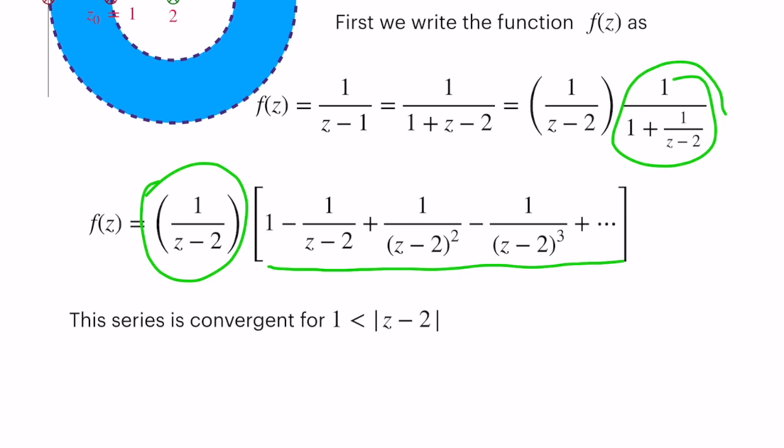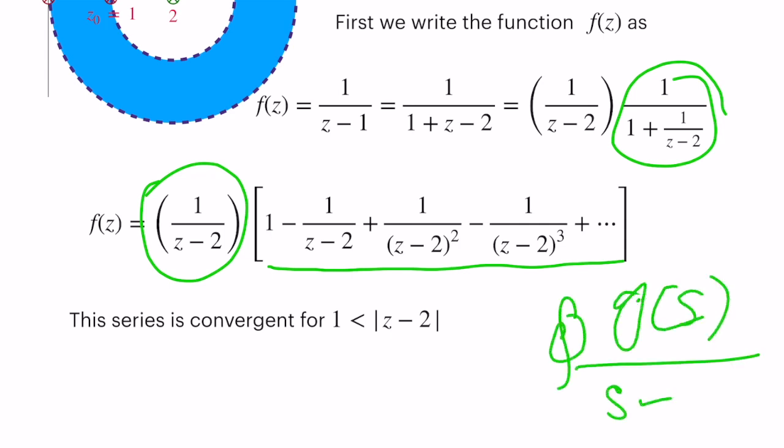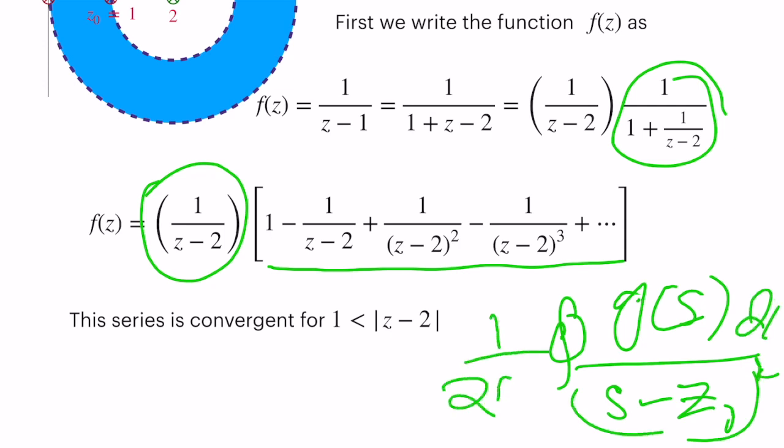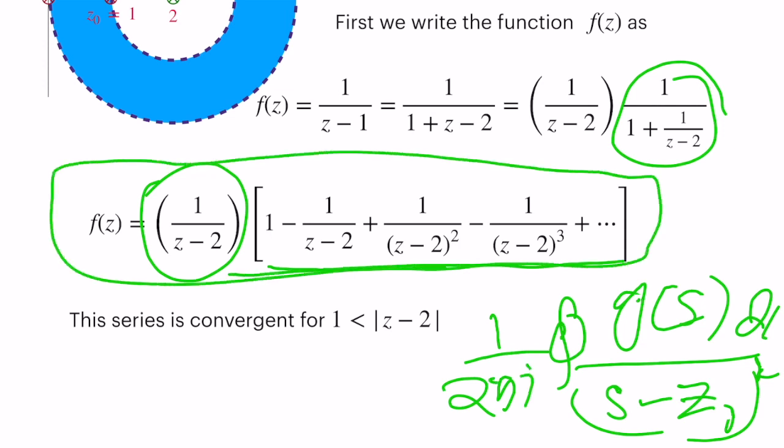So this is a way one can take a conventional approach. One can do the integral of g of s over s minus z0 to the power k plus 1 ds. This integral one can do and do all that, but the easiest way is to do a proper expansion.